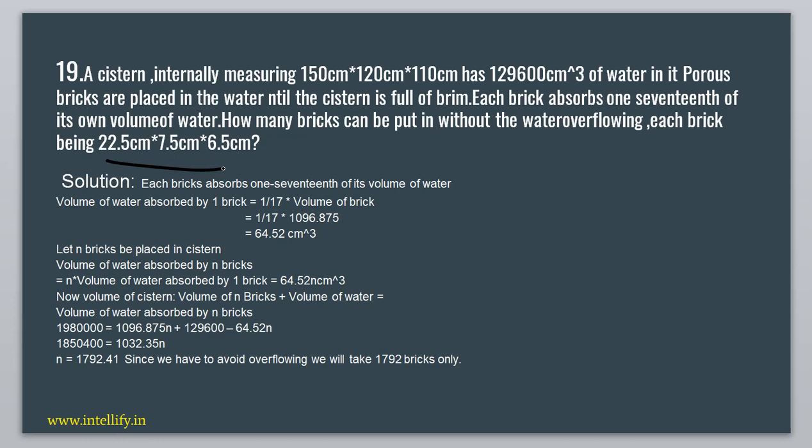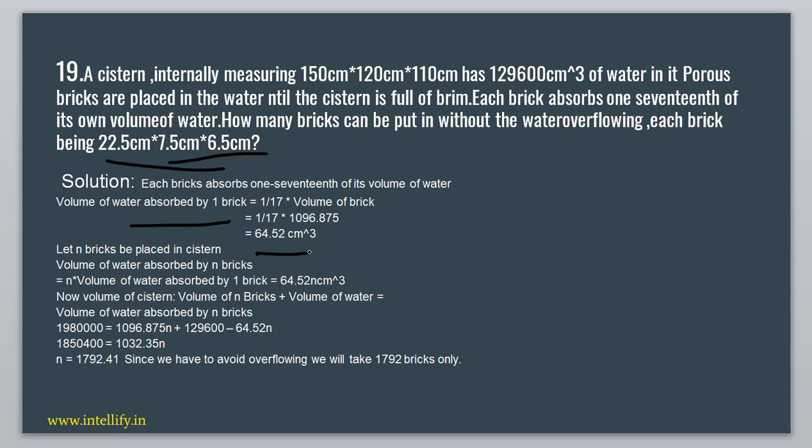So firstly we'll try to find that each brick absorbs 1/17th of its own volume of water. So the volume of water absorbed by one brick will be 1/17 into the volume of brick. The volume of brick is 1096.875, which we have calculated using the dimensions given here. So let us consider that n bricks are placed inside the cistern. The volume of water that will be absorbed by n bricks will be n into the volume of water absorbed by one brick, which is 64.52 into n. This will be the volume of water absorbed by n bricks.